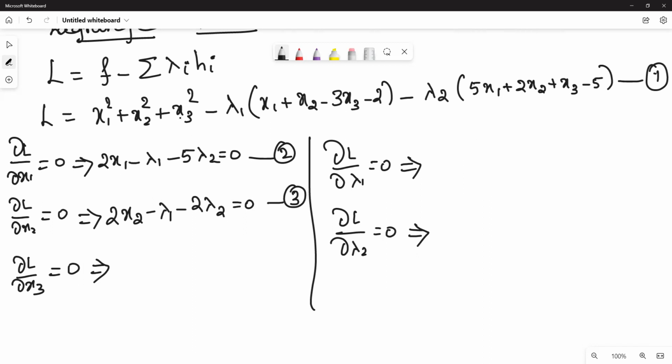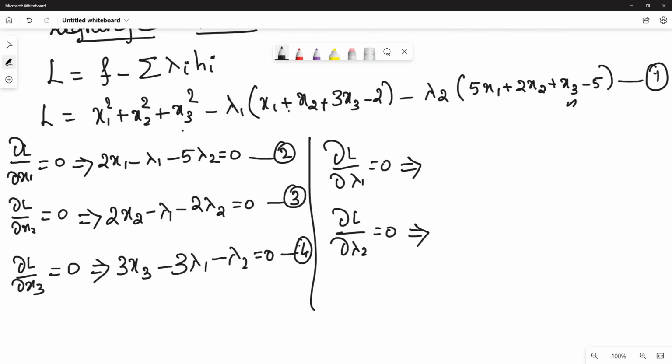With respect to x3, if you differentiate, x3 square gives 2x3. Actually, this function has plus 3x3, I'm sorry. So when you differentiate with respect to x3, it will become 2x3 minus 3 lambda 1. Here you have x3, differentiation is 1, so here you have minus lambda 2 is equal to 0. Equation number 4.